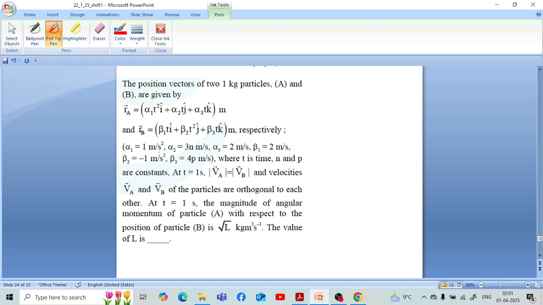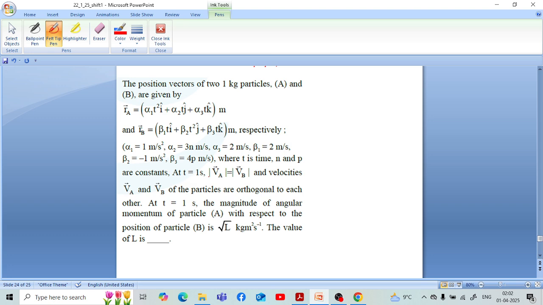Alpha 1 is equal to 1 meter per second square, alpha 2 is equal to 3n meter per second, alpha 3 equals 2 meter per second, beta 1 is equal to 2 meter per second, beta 2 is equal to minus 1 meter per second square, beta 3 is equal to 4p meter per second, where t is time, and n and p are constants.